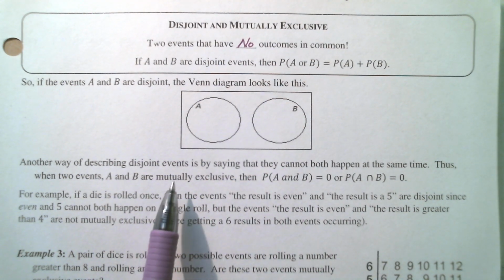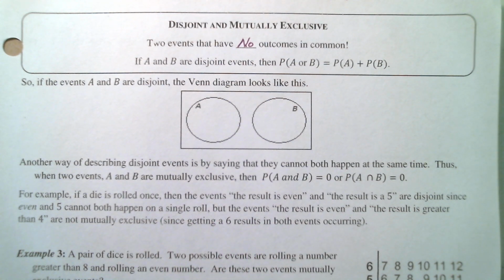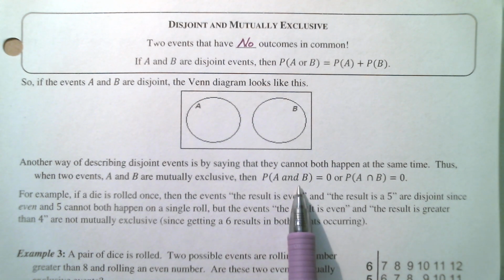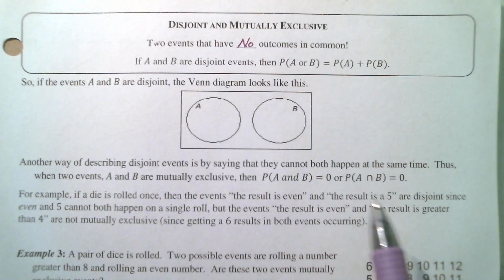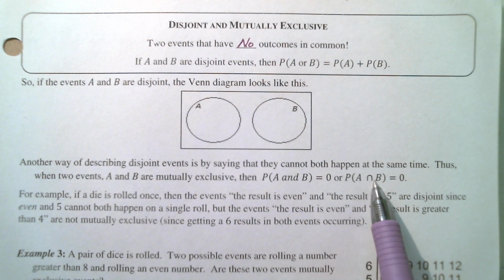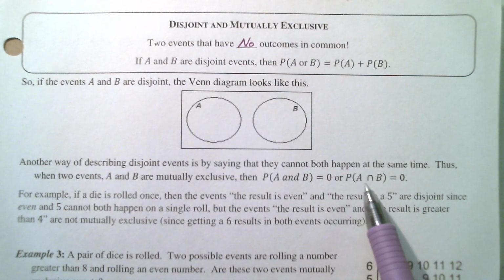Another way of describing disjoint events is by saying that they cannot both happen at the same time. Thus, when two events A and B are mutually exclusive, then the probability of A and B equals 0. And in symbols, and looks like this, a rounded capital A without the horizontal bar. So the probability of A and B equals 0.